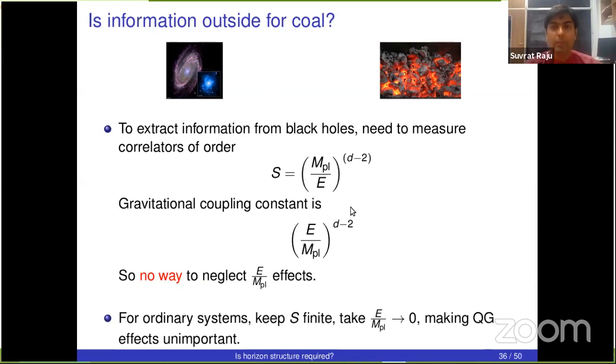On the other hand, if you take a piece of coal or a piece of 10 qubits, there is a way to keep S finite, and we take E by M Planck to zero. This happens automatically in our world because E by M Planck is always so small, and therefore these quantum gravity effects are unimportant. Of course, they exist even in principle there, but that's not the most efficient way to determine what the state of the coal is. For that, you don't need to use these effects, but you do need to use these effects for a black hole. And that's because of the way the quantities scale in the black hole situation.